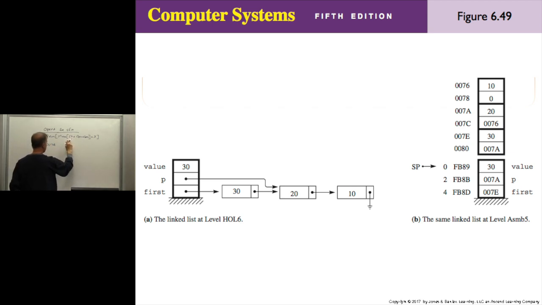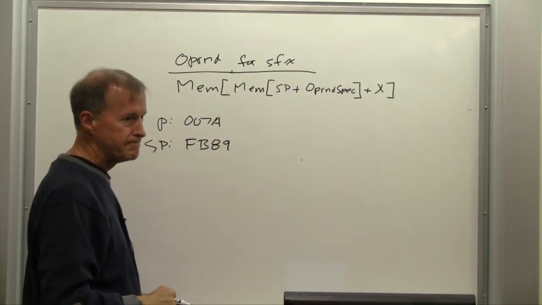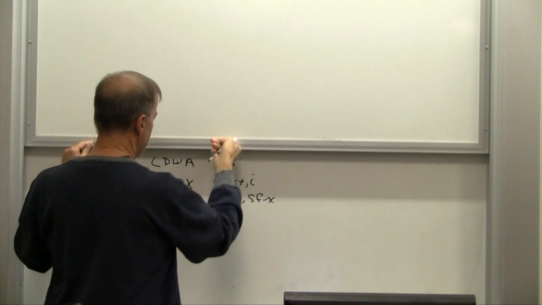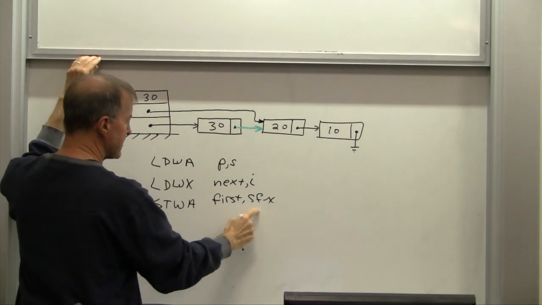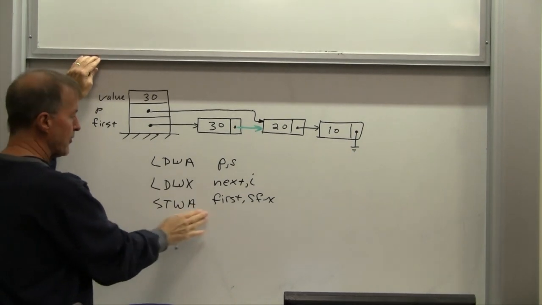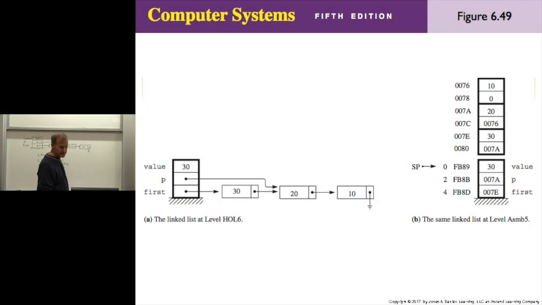And now we need SP. What's the value of SP? FB89. You see, because that's that little pointer. FB89. Is everybody clear on that? The instruction that we are translating is store word accumulator first SFX. So tell me, what is the operand specifier of this instruction? First. So let's go look at the figure. What is the value of first? 007E. Now do you see why it is 007E?